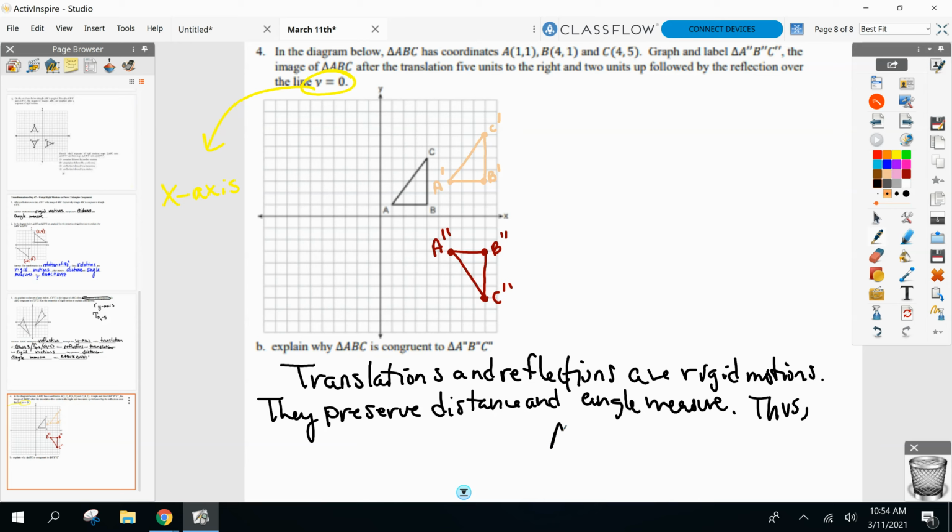Thus, triangle ABC is congruent to triangle A double prime, B double prime, C double prime. Do you not have to say it undergoes a translation followed by a reflection? It's already given. Again, Maeve, if I said here are the 2 triangles, describe the sequence of transformations and why they're congruent, then yeah, I'd have to go through all that detail.